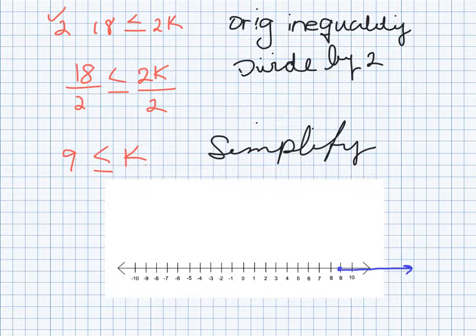That's when I simplify. And boy, is my handwriting with the stylus today bad. And then I had an equal sign, so I have a closed circle. So we have a closed sign here, and 9 is less than or equal to k. And so k is all the real numbers going to the right.